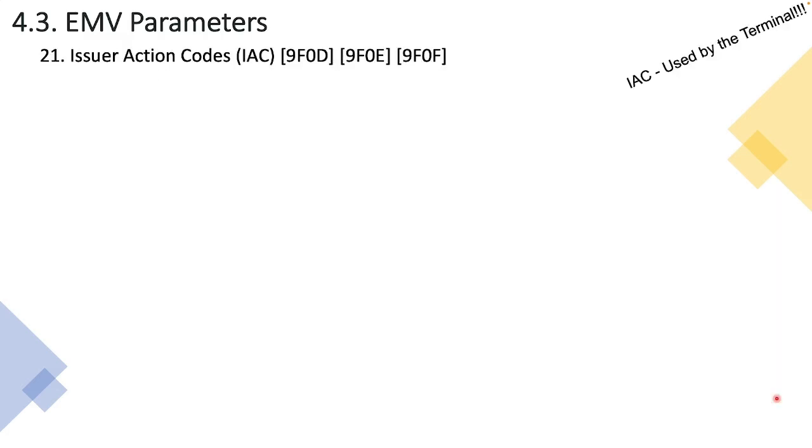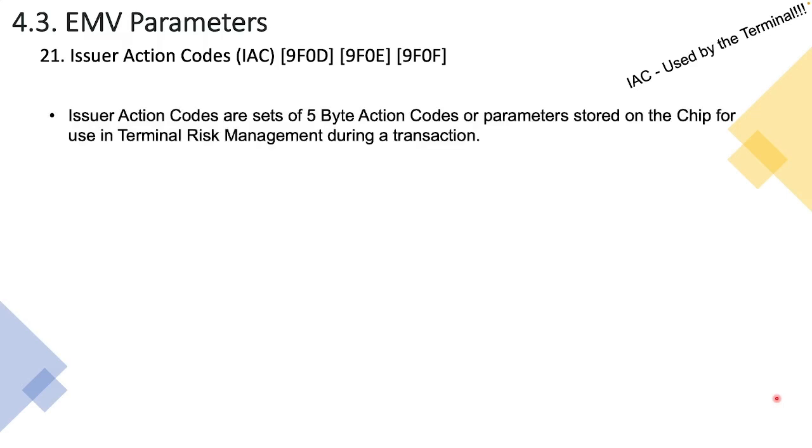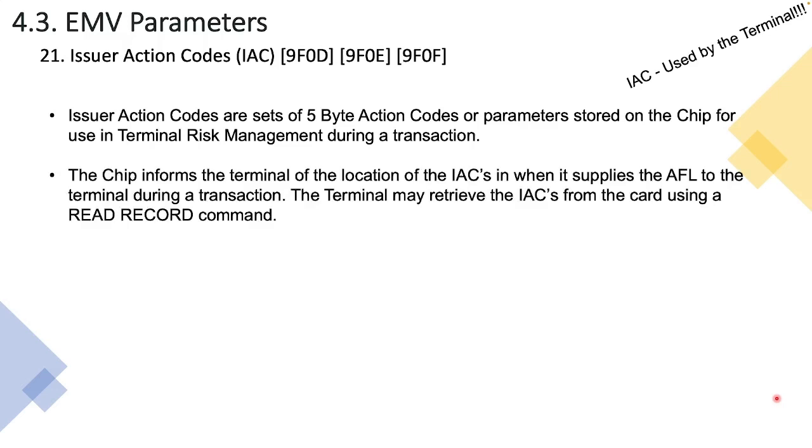Okay, so the first set of action codes we need to speak about are issuer action codes. Issuer action codes are a set of 5-byte action codes which are stored on a chip for use in terminal risk management during a transaction. So what we're saying here is that even though we personalize the issuer action codes in the card itself, the card doesn't use the issuer action codes. It passes them off to the terminal, and the terminal uses them for risk management.